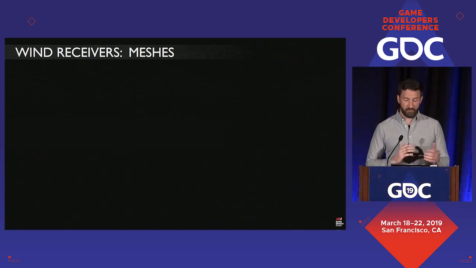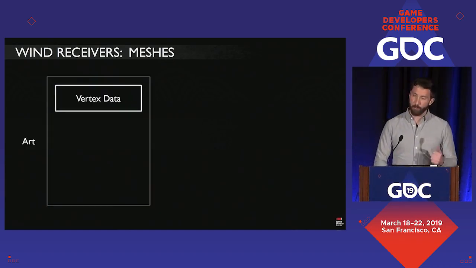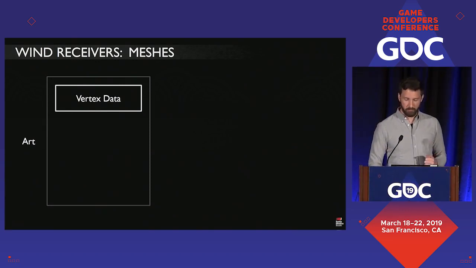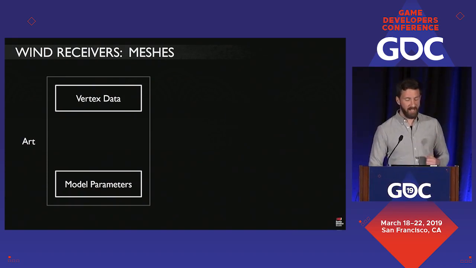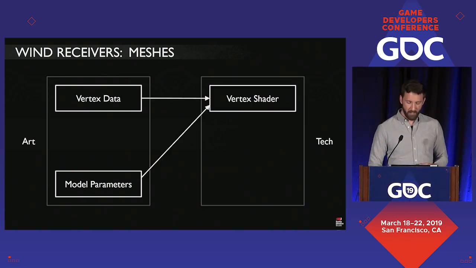Well, art authors 2 of them for each asset, per vertex data, defining which parts of the model move and which parts don't. Tools can help with authoring this. And model parameters, which describe how the moving parts behave. It's good to build up a library of these settings. These are both used by the vertex shader on the text side, and this is all that you need for a static wind system.